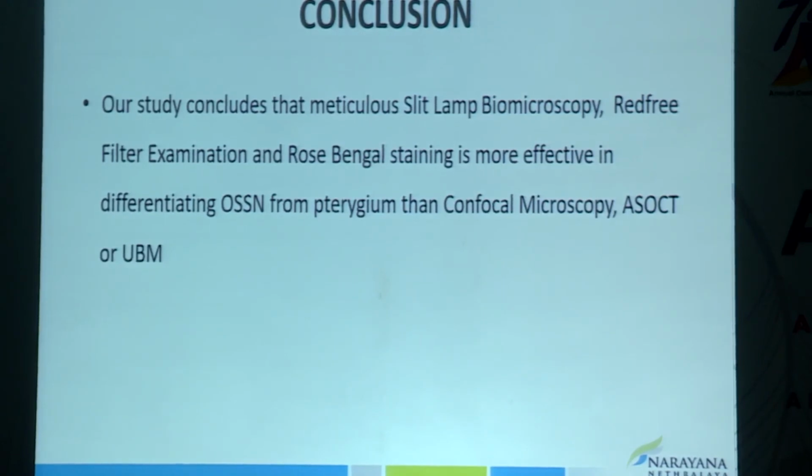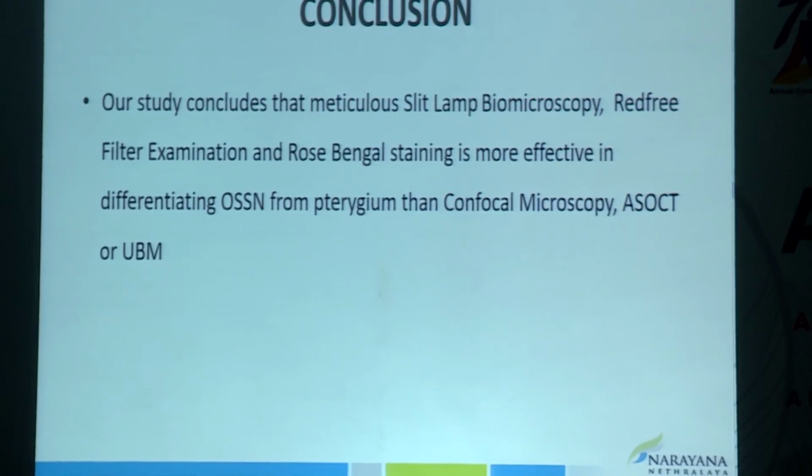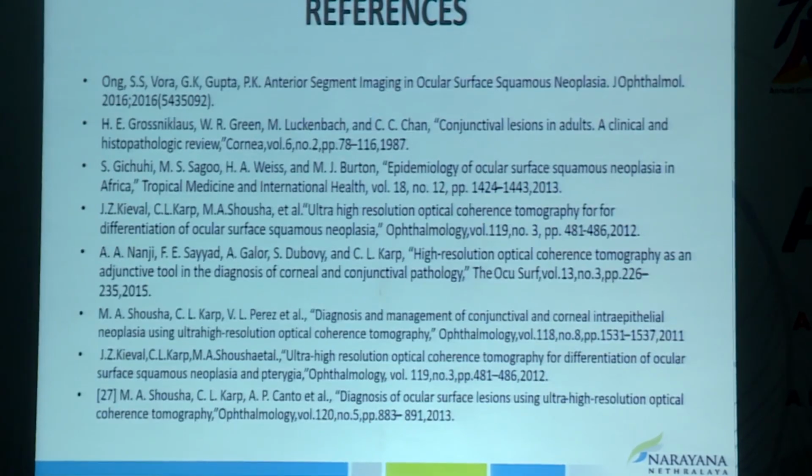So we concluded that meticulous slit lamp biomicroscopy, red-free filter examination and rose Bengal staining is more effective in differentiating OSSN from pterygium than confocal microscopy, anterior segment optical coherence tomography or ultrasound biomicroscopy. Here are my references.